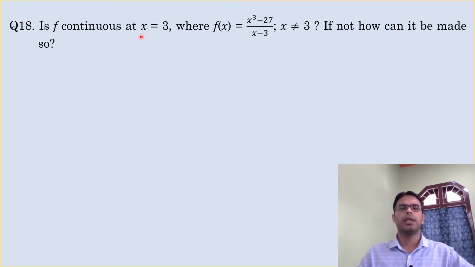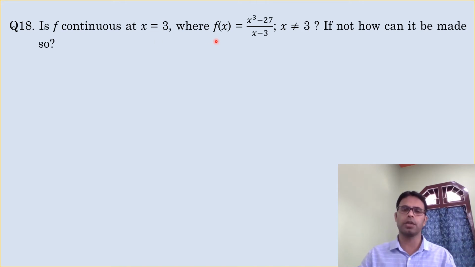Is f continuous at x equal to 3, where fx is equal to, this is the definition of the function, where x is not equal to 3 given. So the question is whether this function is continuous at x equal to 3. That is our first question. So if it is not continuous, then how can it be made so? That means this is actually a removable discontinuity.